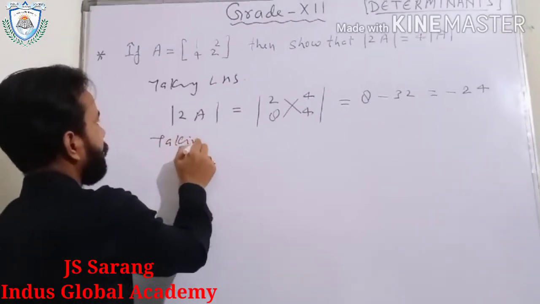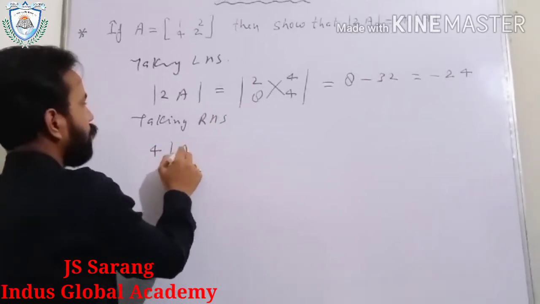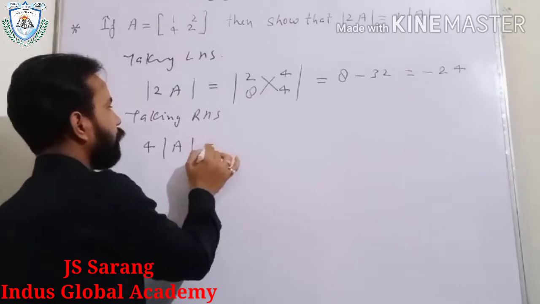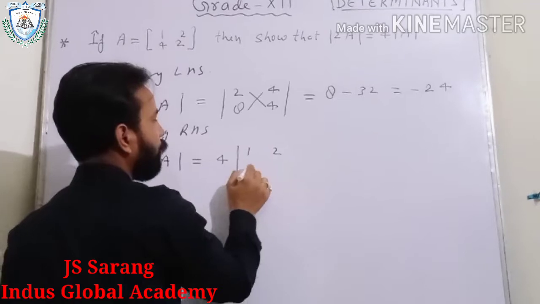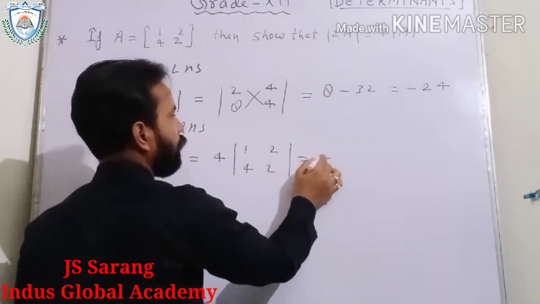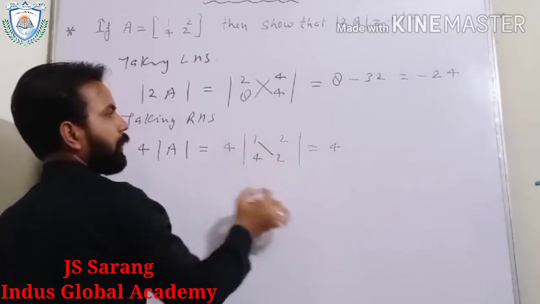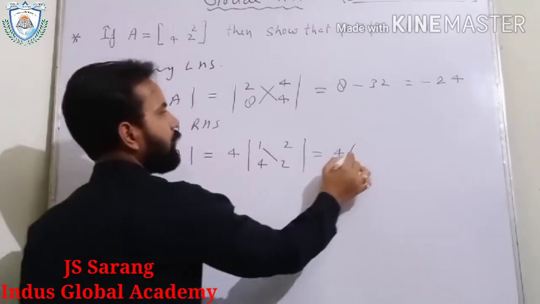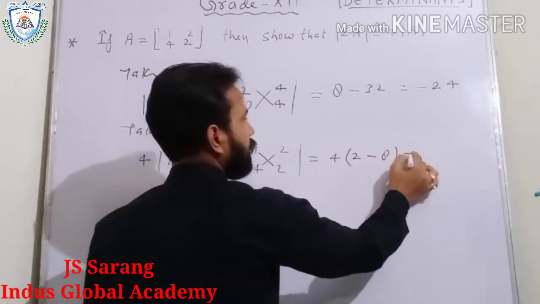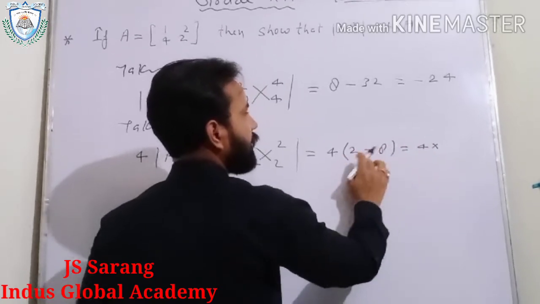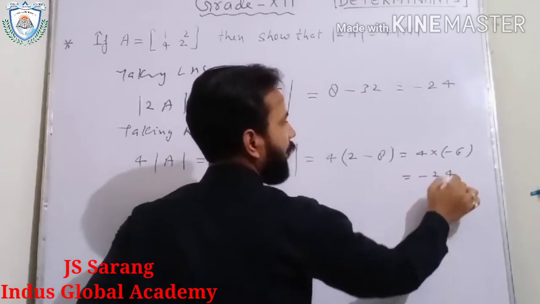Taking right hand side. Right hand side is 4 into determinant of A. So 4 will remain the same and determinant of A will be 1 2, 4 2. Now see, 4 will remain same. We will simplify this determinant by cross multiplication. So this will be 1 into 2 is 2 minus 4 into 2, that is 8. So this will be 4 into 2 minus 8 is minus 6, and 4 into minus 6, that is minus 24.